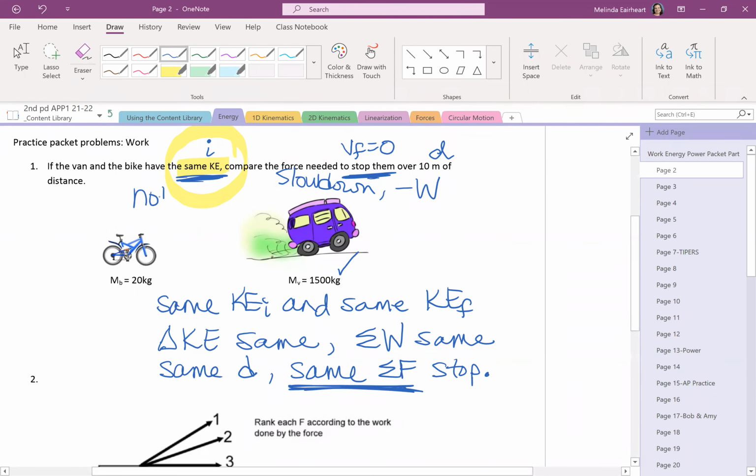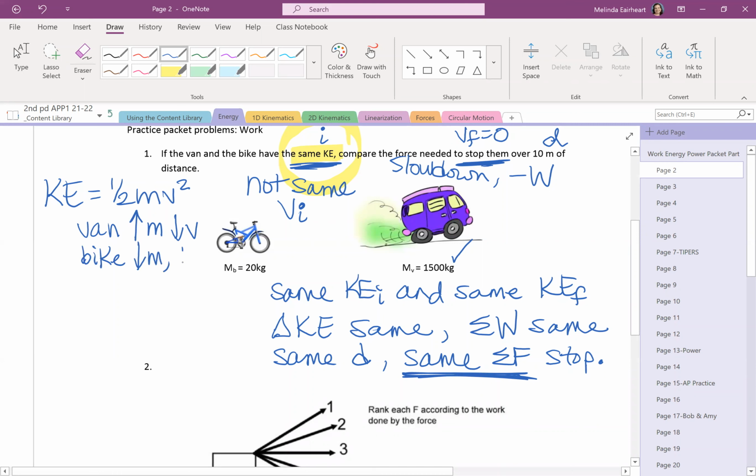No. So it's not the same initial velocity. And I didn't really mention this on page 1, so let's do it now. Kinetic energy is 1/2 mass times speed squared. Well, the van has a much bigger mass. If they have the same kinetic energy, what kind of speed does the van have to have? A very low speed. The bike has a very small mass, so it's going to be moving faster initially.